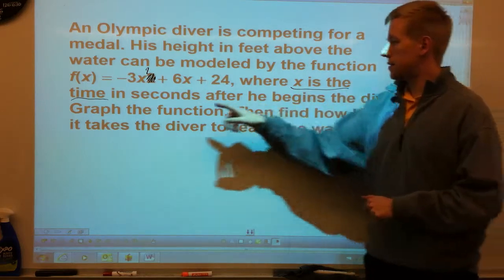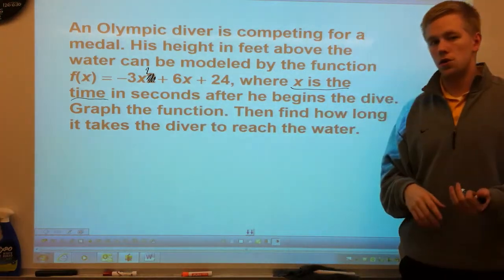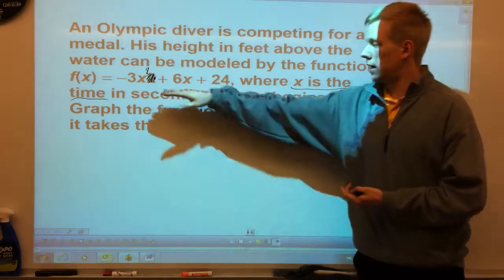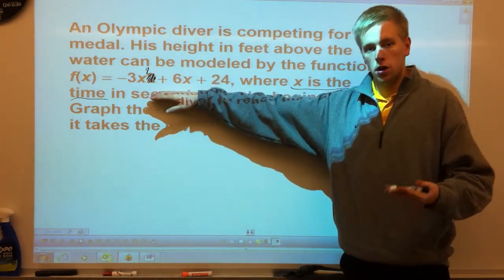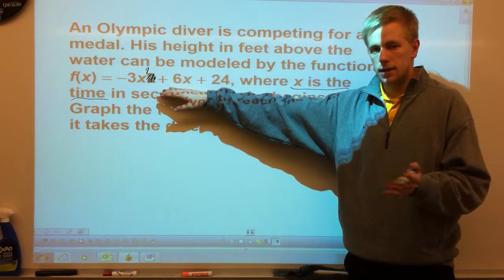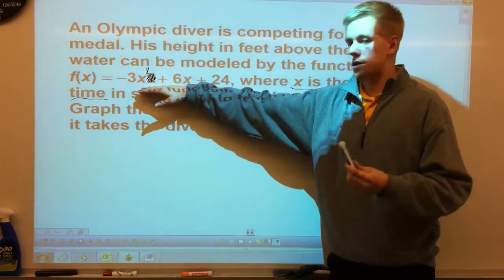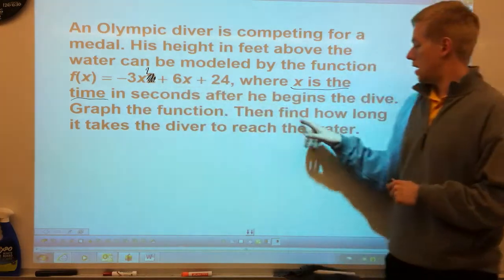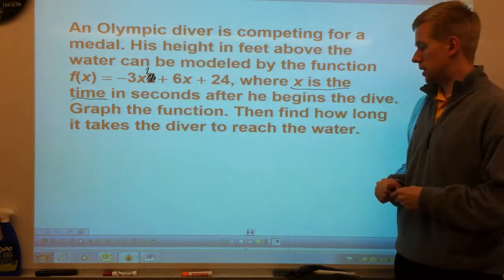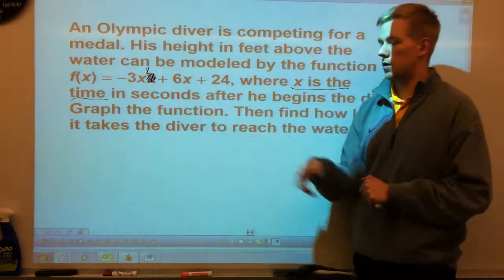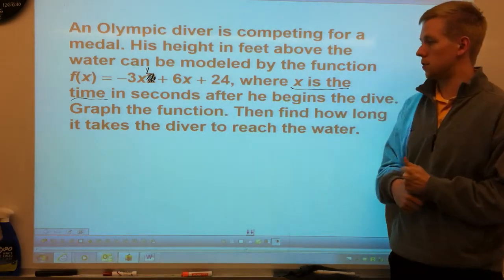If x is the time in seconds, all you're going to need to do is solve for x. So you're going to solve for x here, just like we did earlier with just the simple basic application problems where you did them on the task cards. Now you're going to apply this to a word problem. Find how long it takes the diver to reach the water. So you're going to solve for x. Tell me in seconds how long it took that diver to reach the water.